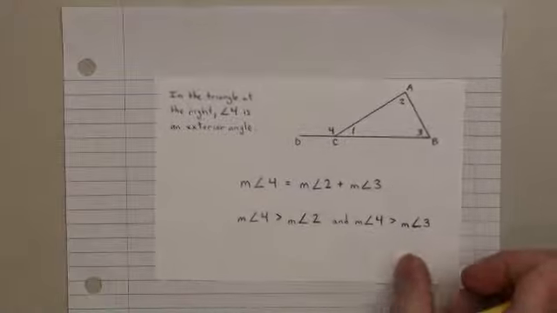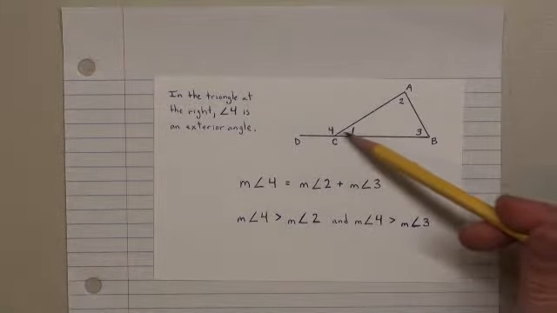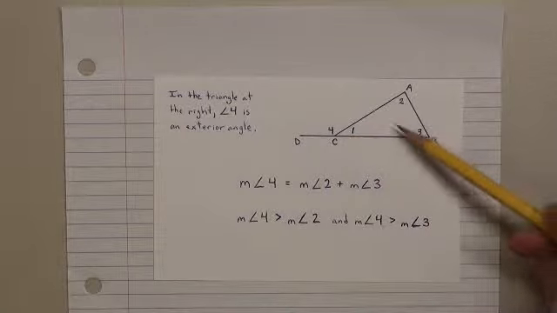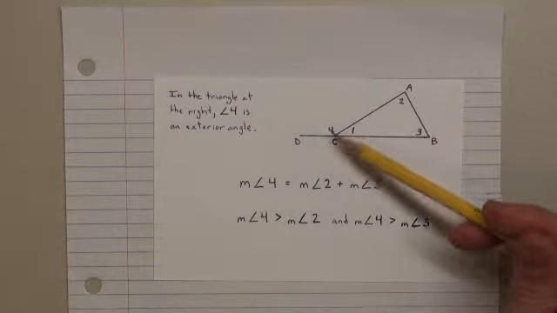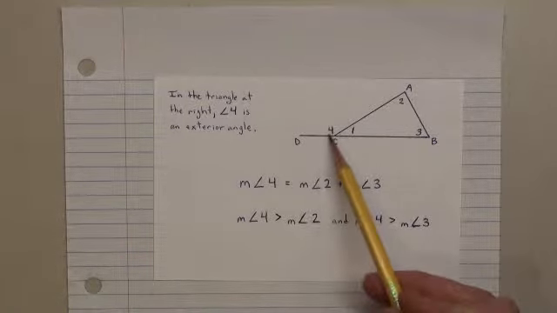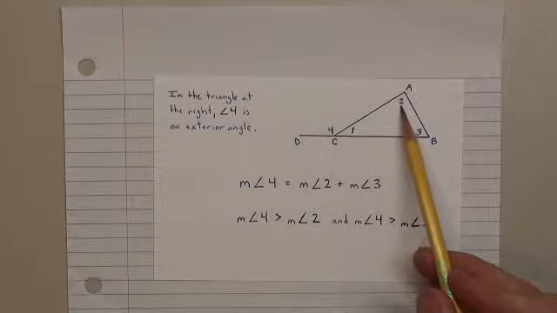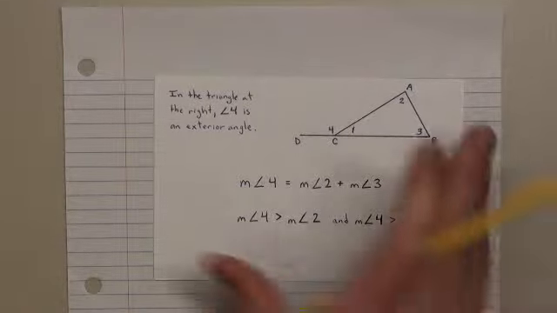That's what 2 and 3 are. They're not adjacent to it. See, angle 1 is adjacent to angle 4. 2 and 3 are non-adjacent. Alright, so the sum of 2 and 3 equals 4. You should also know that the measure of angle 4 will always be greater than angle 2, and it will always also be greater than angle 3. Okay?